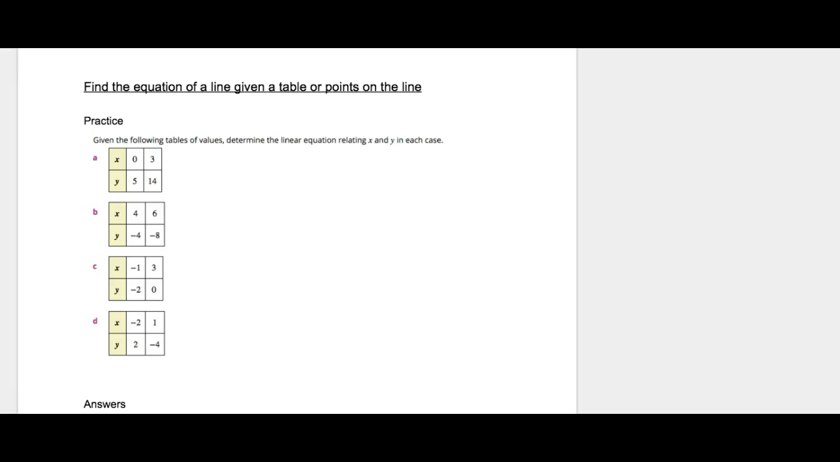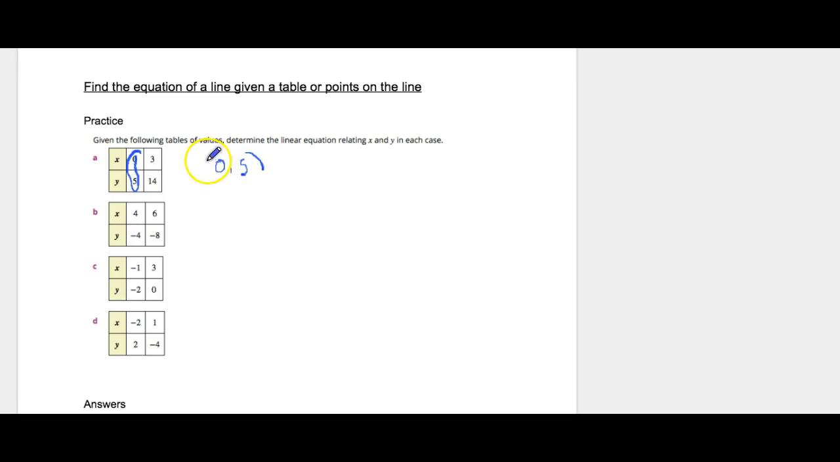Alright, in this example we're going to look at the worksheet, find the equation of a line given a table or points on the line. So basically we have 4 examples. These are tables, and sometimes we see tables that have more than 2 sets of points. So basically this is x and y. So this is a point here. You can write that point as 0, 5.